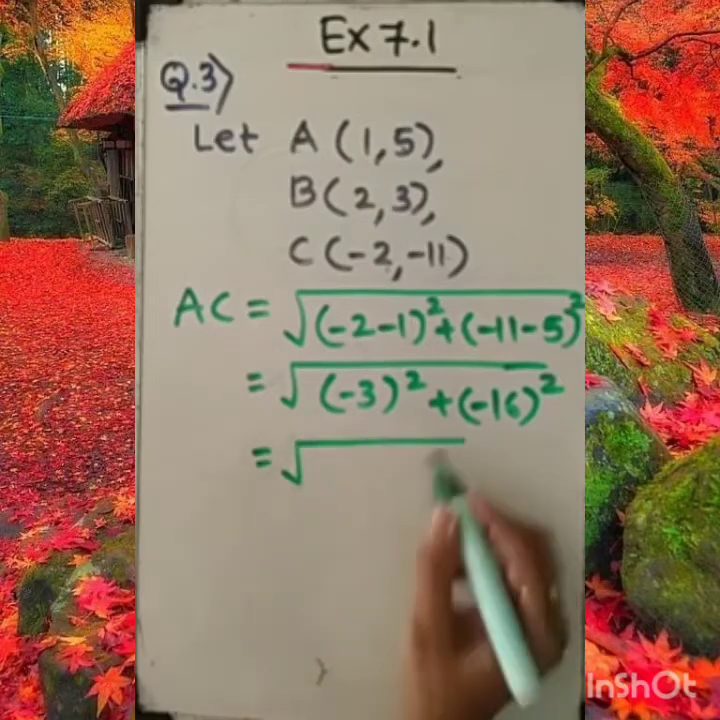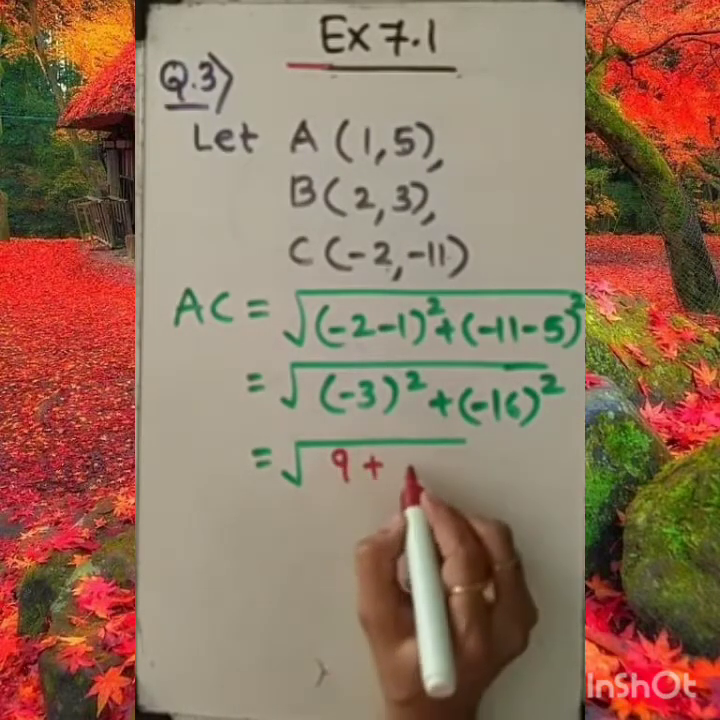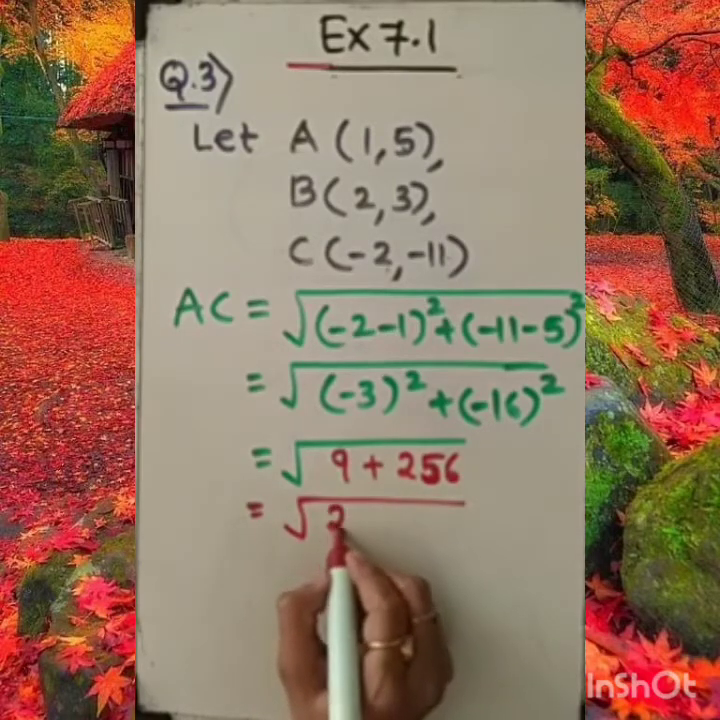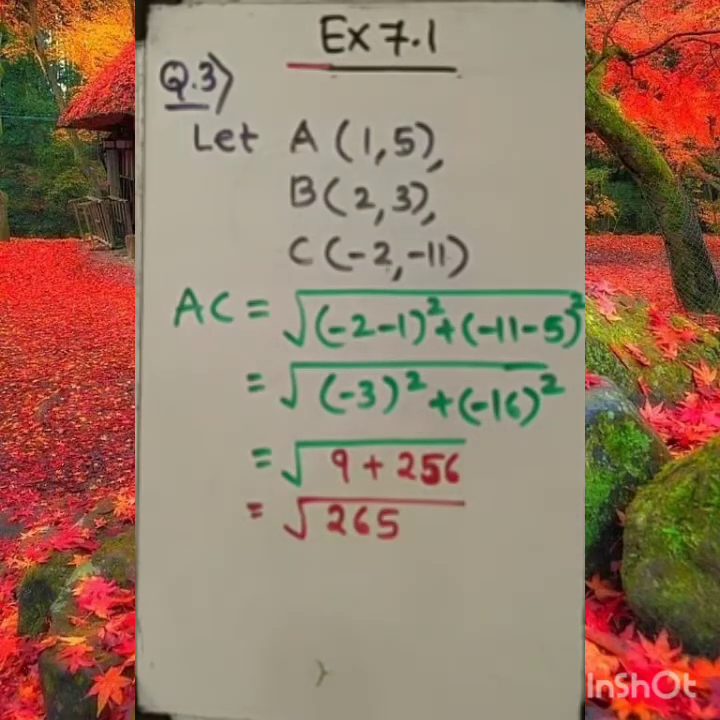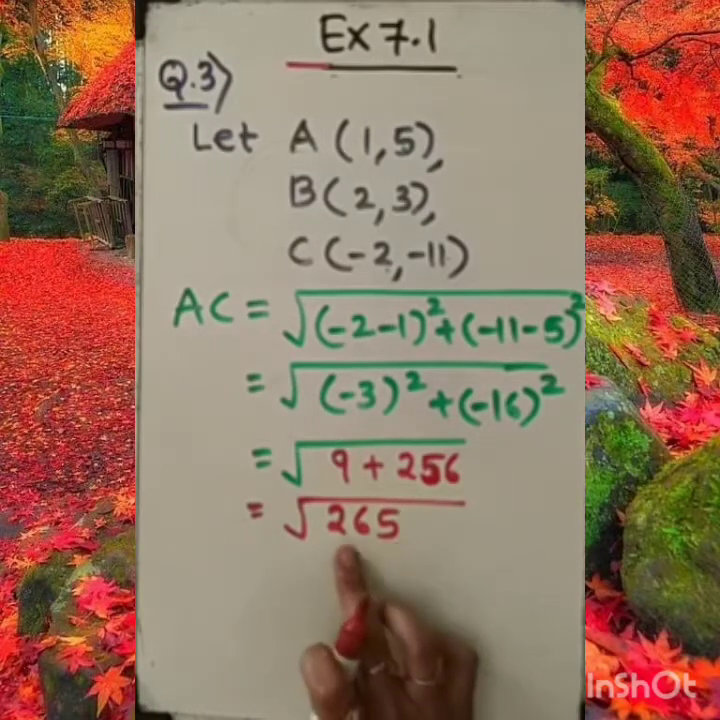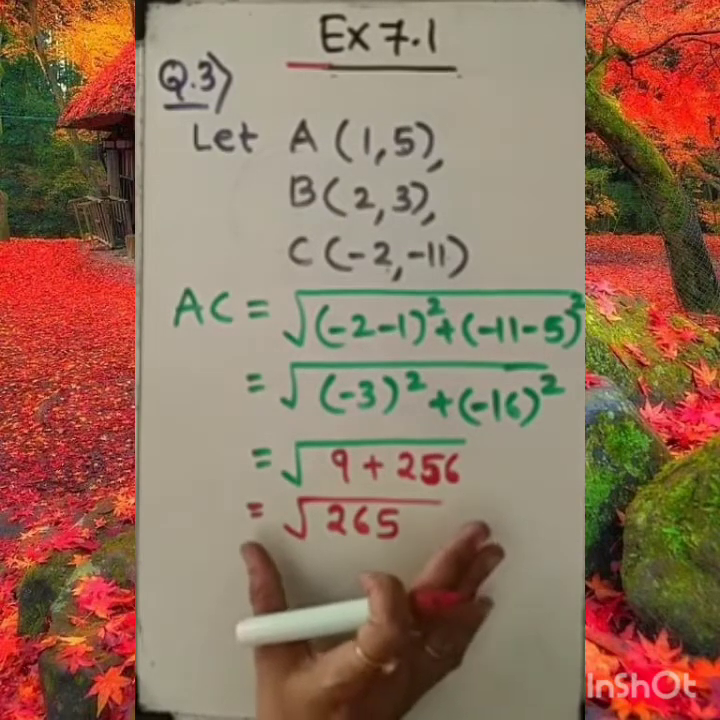So my dear student, minus 3 squared is plus 9, and 16 squared, you know, is 256. So the sum of this is coming 265. Under root of 265. Now what are the factors of 265? We can divide it by 5, but there isn't any perfect square factor, so we are keeping it as it is.